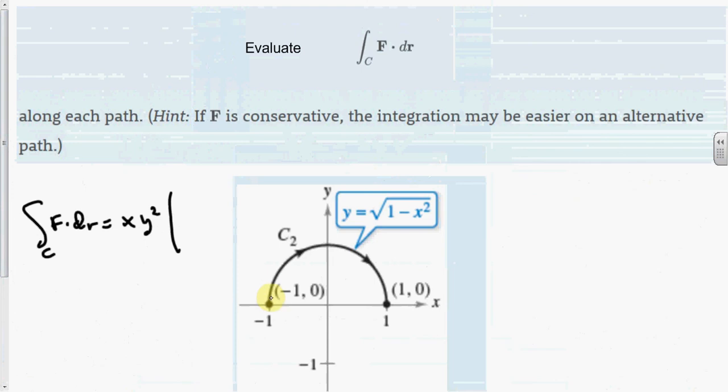So this guy, they give us the loop here. We're going from -1, 0 to 1, 0. Now it's not defined as a closed loop, but we're going to get 0 because here y is 0 for both. So here we get x is 1 times 0 squared minus -1 times 0 squared, and we get 0.